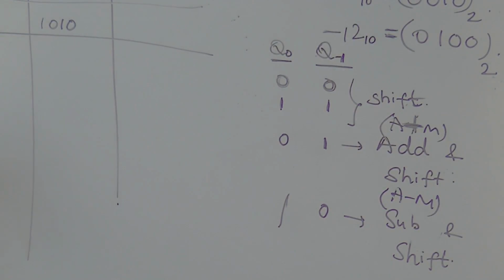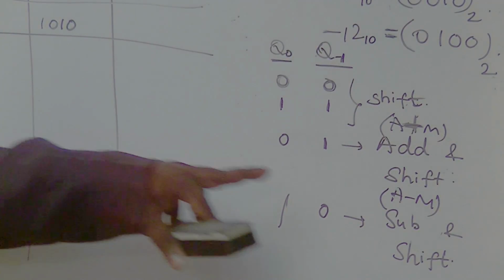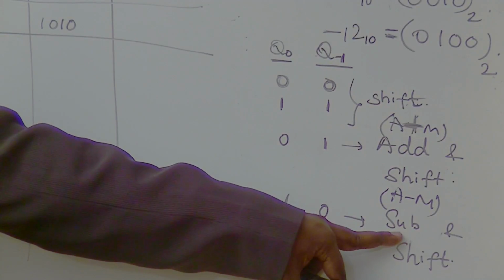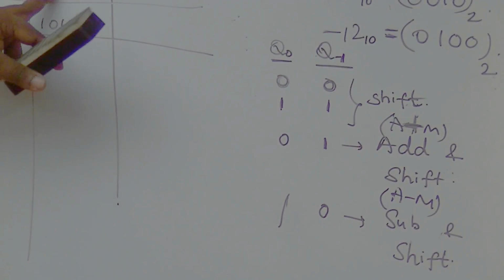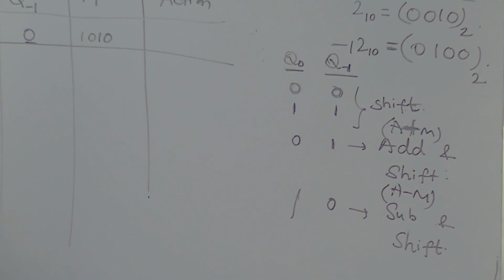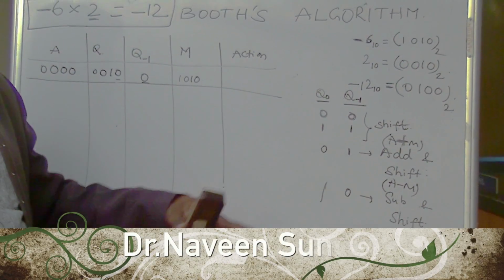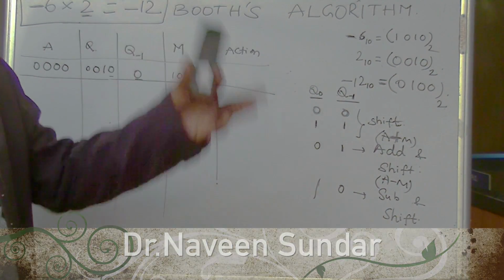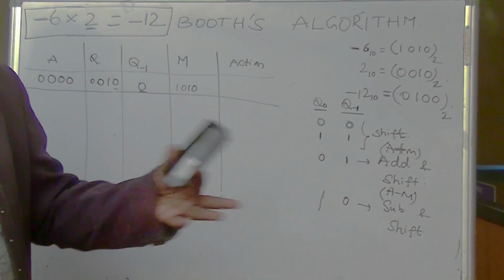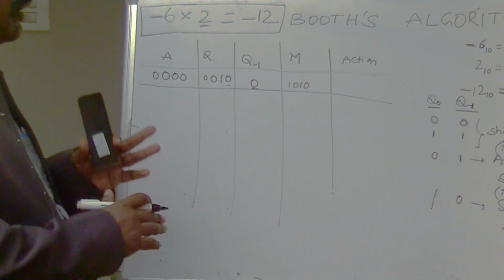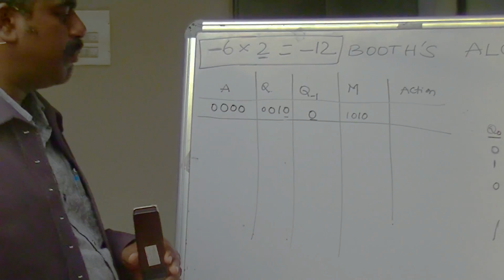And if it is 1 0, that is, q0 is 1 and q minus 1 is 0, then we have to go for subtraction, that is, A minus M. In the ALU we can't do subtraction directly. For that, we make the 2's complement of M and add it to A. We will check this out, and when such steps come you will be very clear with this.